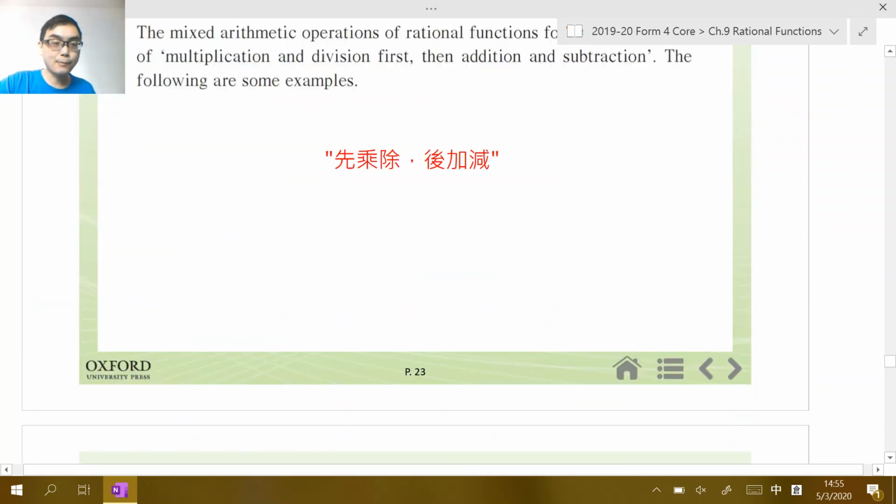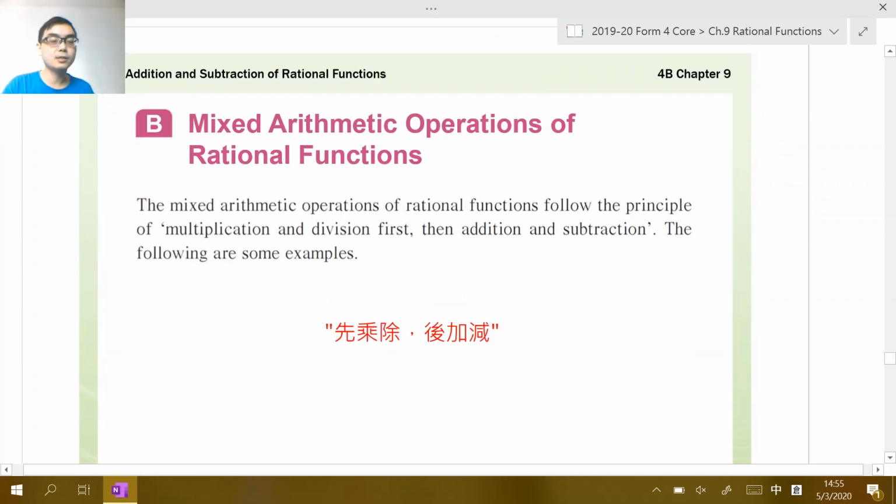After examples 13 and 14, you can see the last part of this section is when all the operations are together. That means if you have addition, subtraction, multiplication, division, four operations together, do remember that if the operations are mixed, just remember what you learned in primary school: 先乘除後加減.